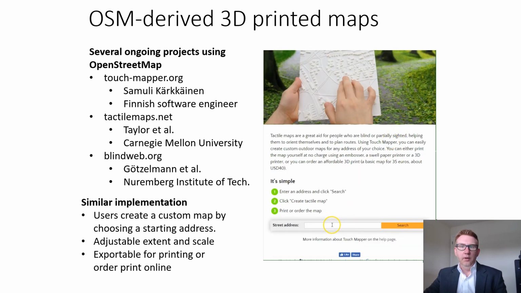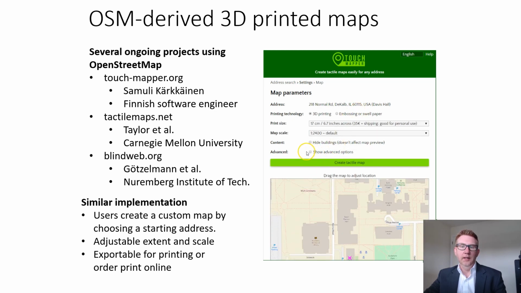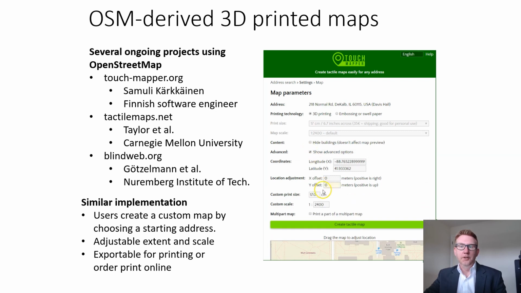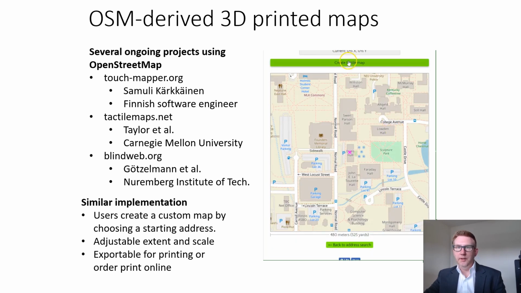There are lots of other examples of automated tools to create geographically relevant objects. So this is one of them. This is taking OpenStreetMap data and turning it into 3D printed maps. There are a number of different versions of this. So there's Touch Mapper, Tactile Maps, and Blind Web, and basically all of these are oriented to using OSM data, building footprints and sidewalks and things to create 3D printed models for people with visual impairment.